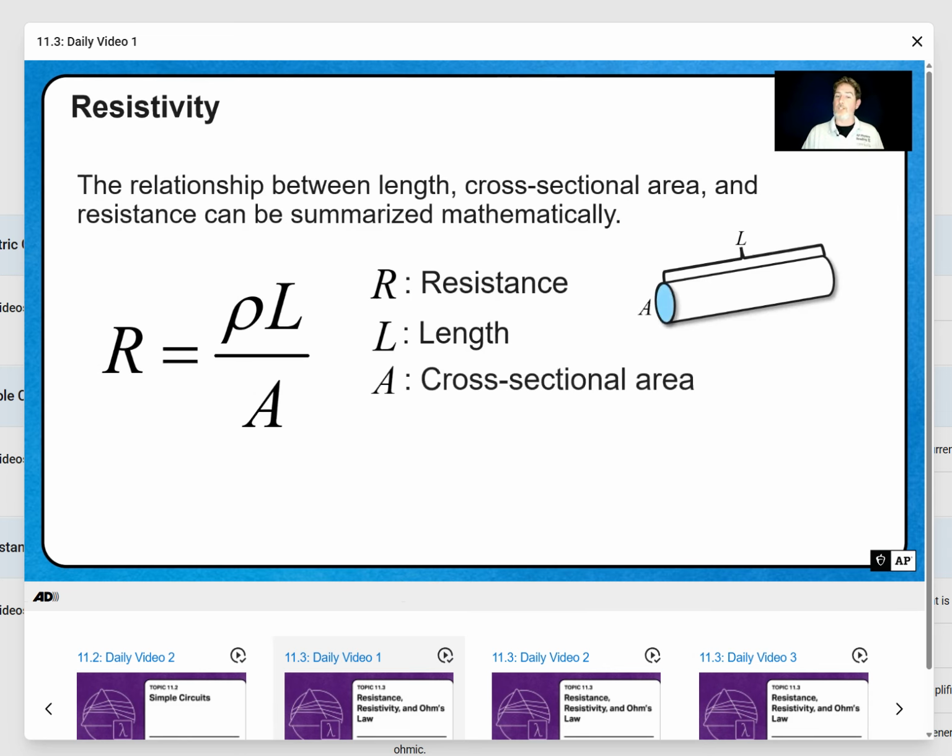And then what's our cross-sectional area? Almost always it'll be a circle or a nice square or rectangle, something that's easily calculated if you need to calculate that area, all right? And then this fancy looking Greek letter, rho, is the resistivity of the material. And that is a property unique to that material.